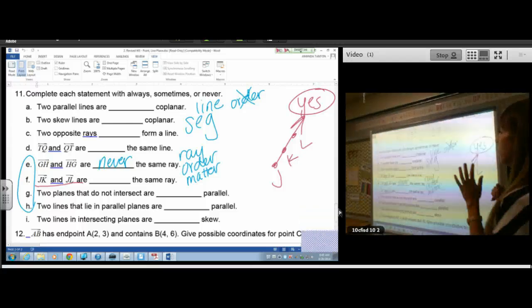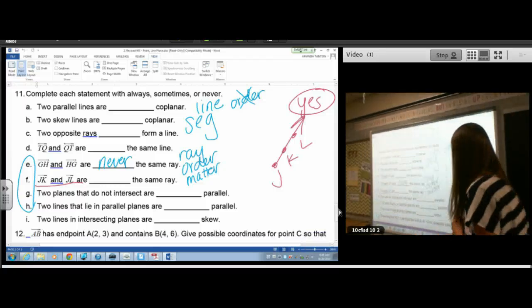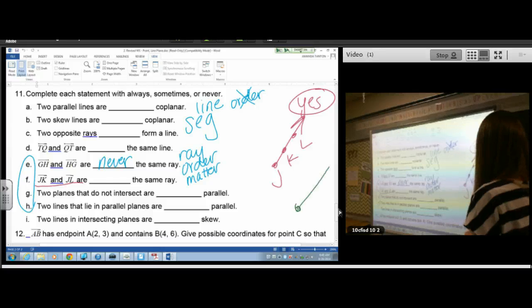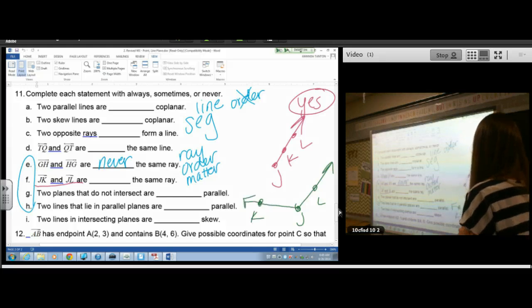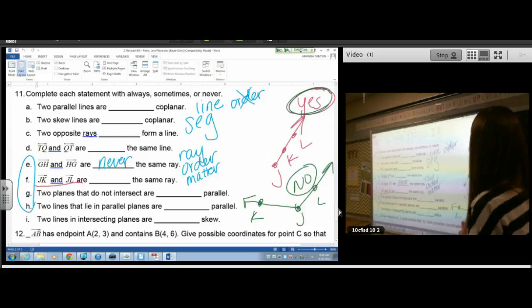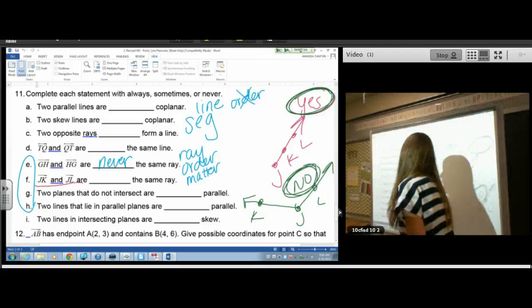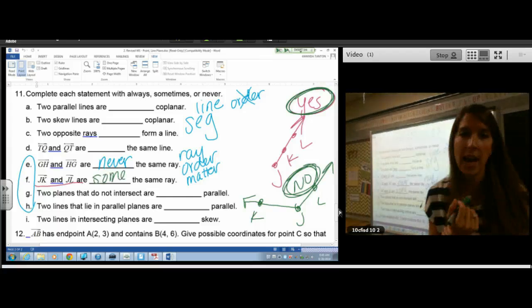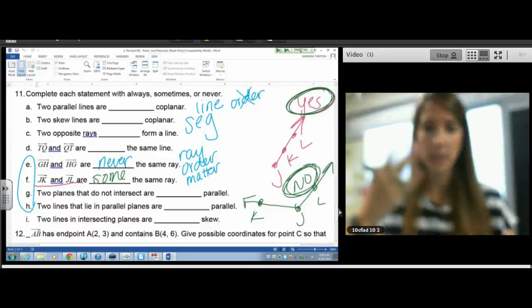Okay, sorry. Finishing up on F. I could draw it this way, or I could draw it this way. Here's JL, and I could put K over here. Here's JK. So I found a time when it works, and I found a time when it doesn't work. So that's why that would be a sometimes. Sometimes ray JK and ray JL are the same ray. You found a time when it happened and a time when it didn't happen.